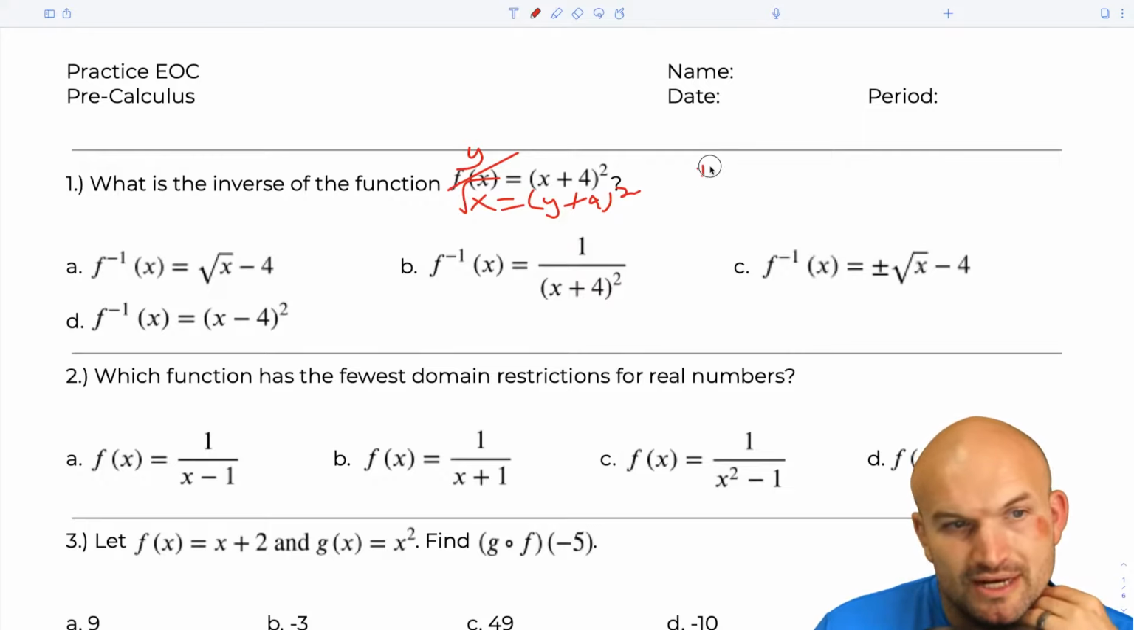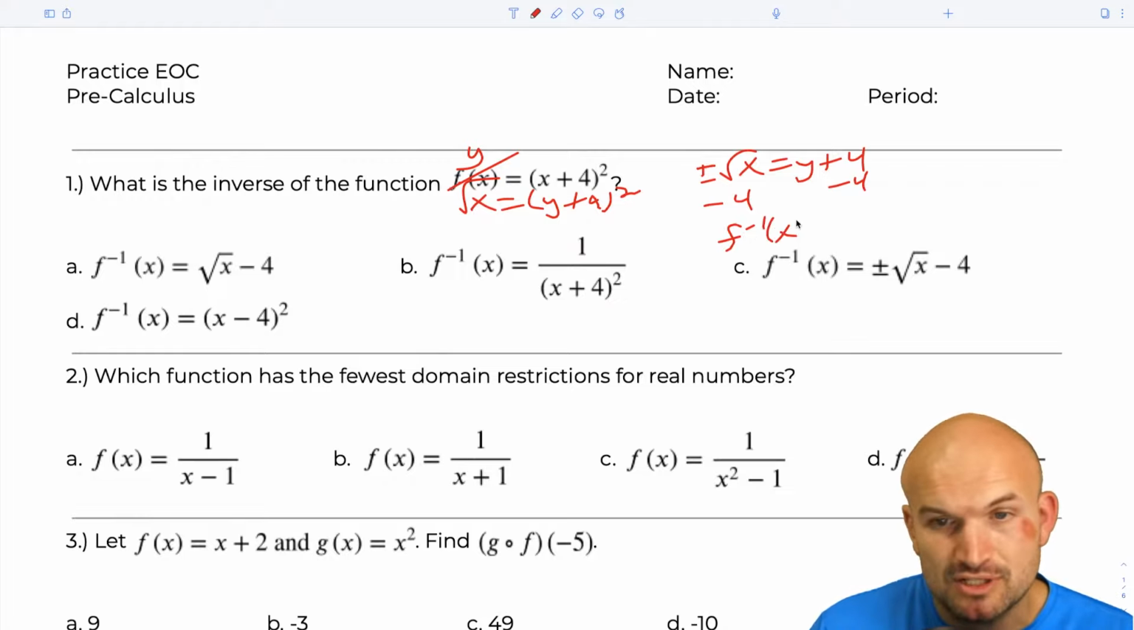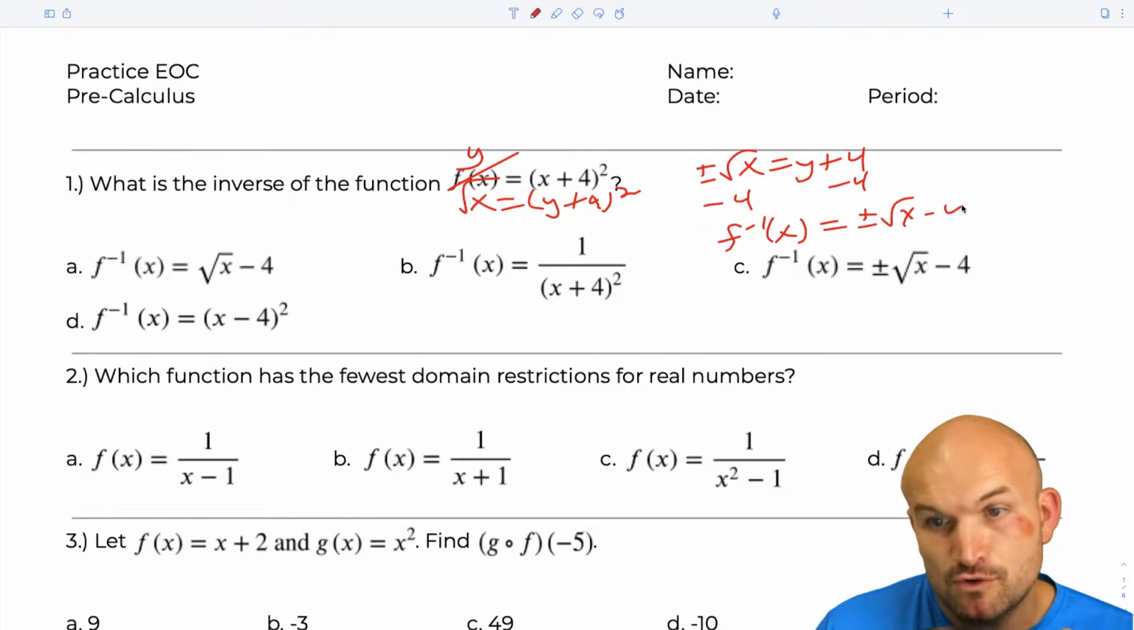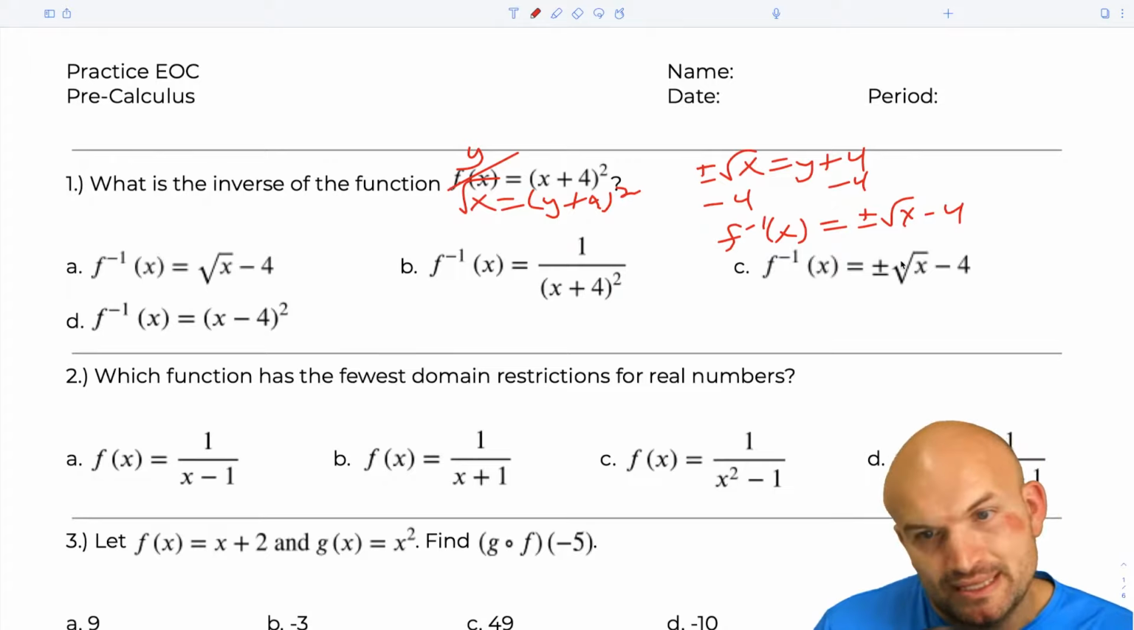And therefore, we'd have plus or minus the square root of x equals y plus 4. And then you subtract 4, subtract 4. So y or f inverse here, just make sure you introduce that plus or minus. So f inverse is going to be plus or minus the square root of x minus 4, which is not a function. So it's not an invertible function, but that would be the inverse in that case.